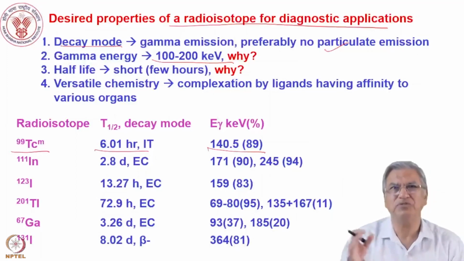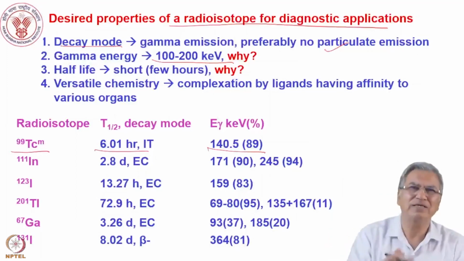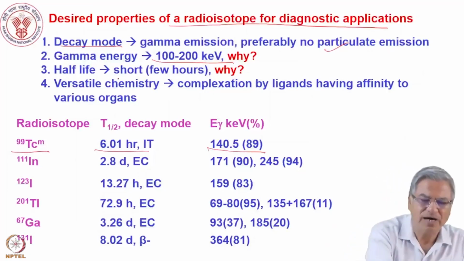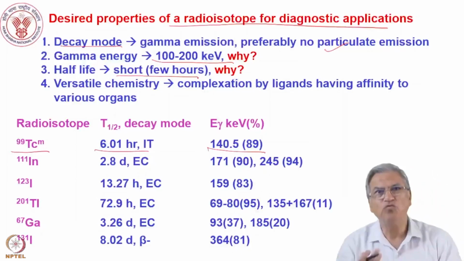More than 200, efficiency will go down. Less than 100, the gamma ray will not come out of the body. It will be attenuated by the human body. Half-life should be short, preferably a few hours.